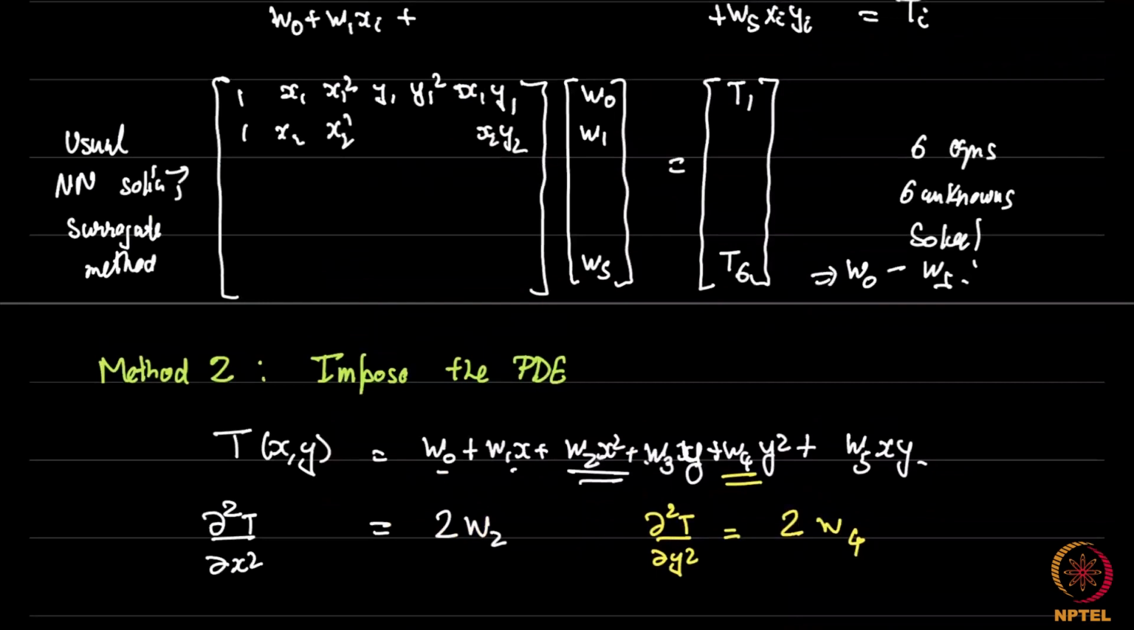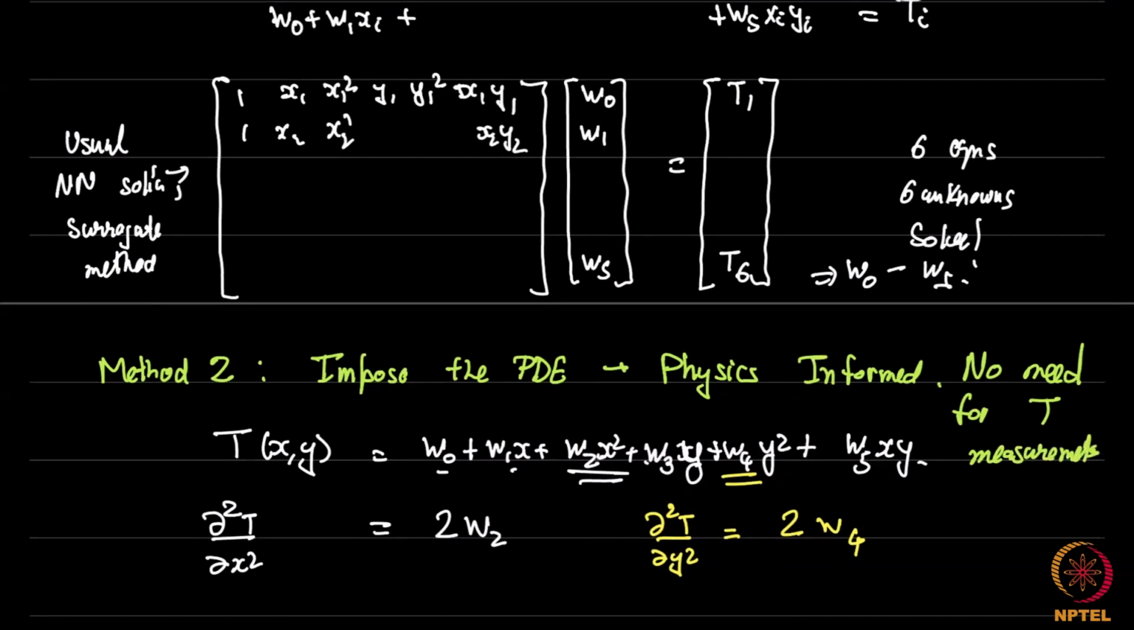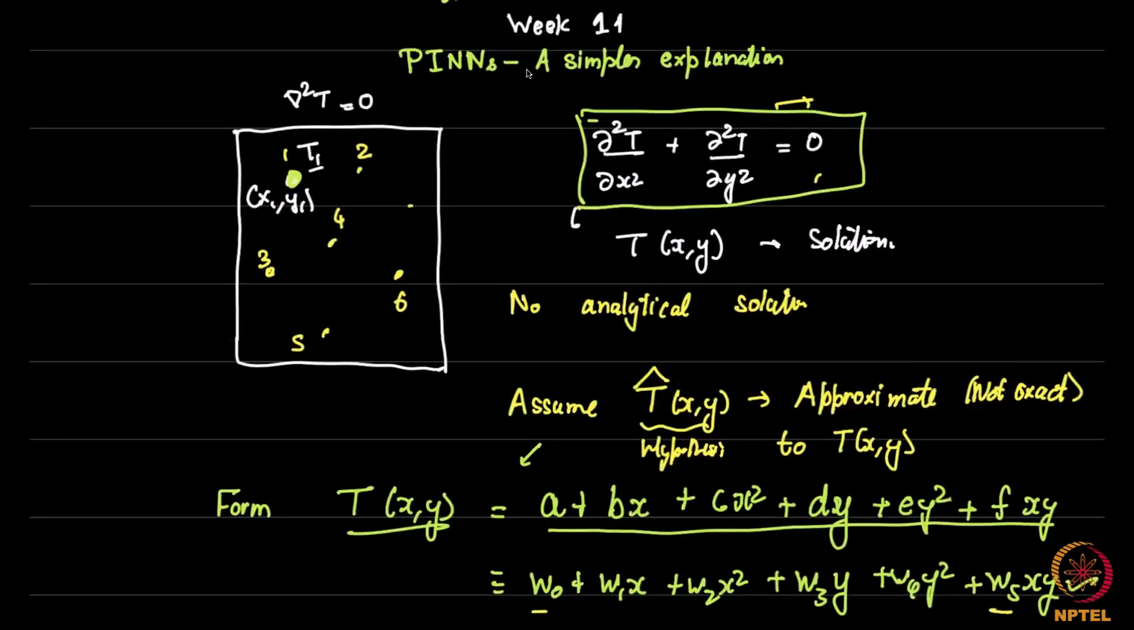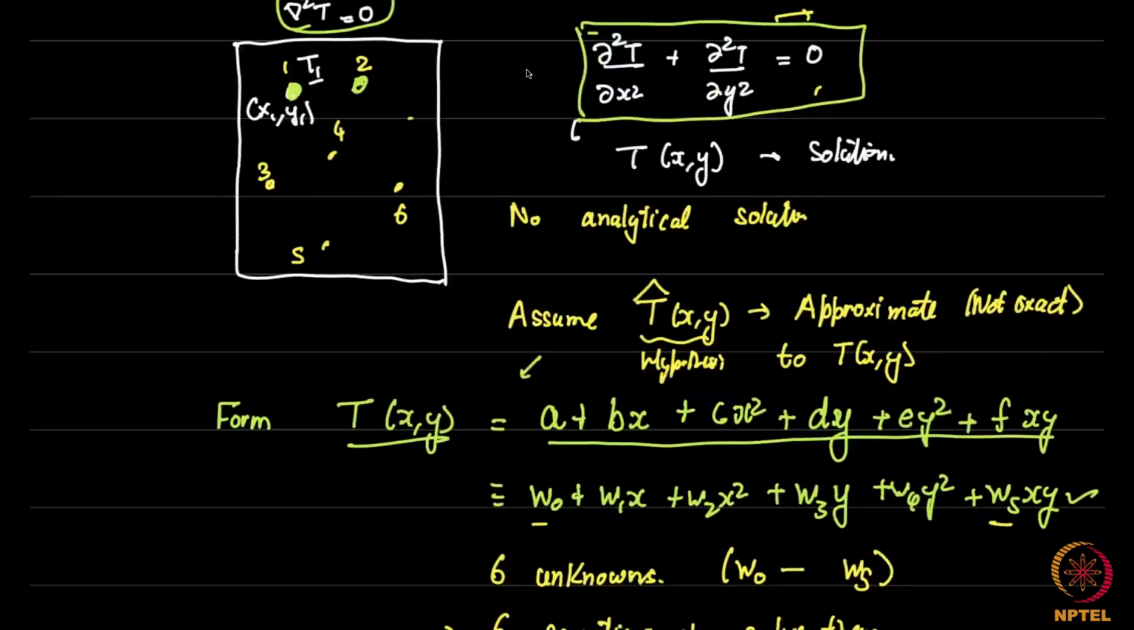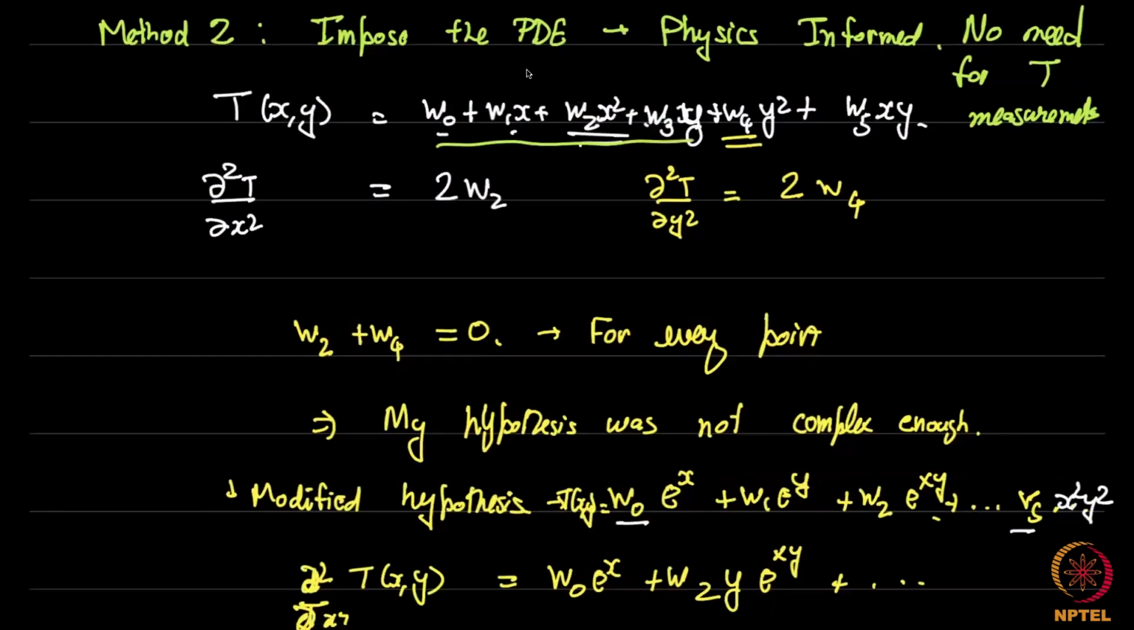Now notice what we have done here is we don't need, this is completely physics informed. No need for T measurements. Now, why is there no need for T measurements? All we did is we have simply said that at each of these 6 points, the physics of the problem, which is del square T equal to 0, is imposed. And all we had was a hypothesis function. It could be quadratic like this. It turns out it's a bad function because nothing is left.